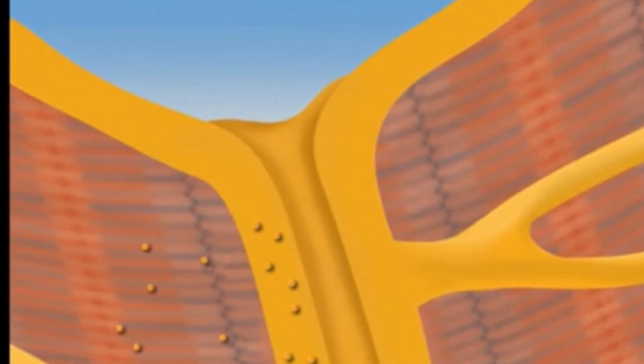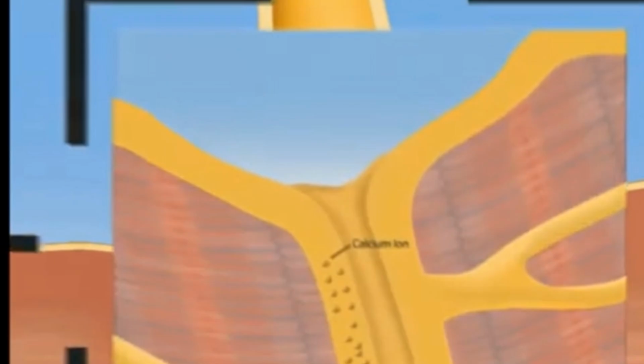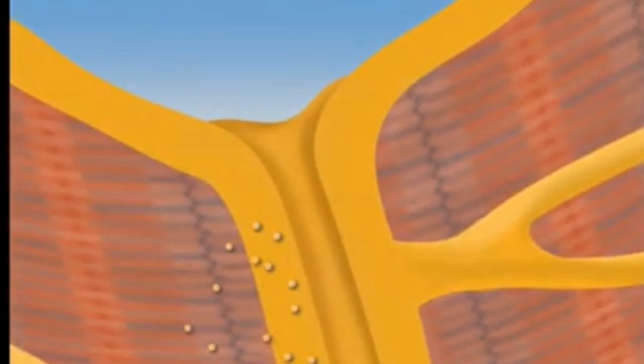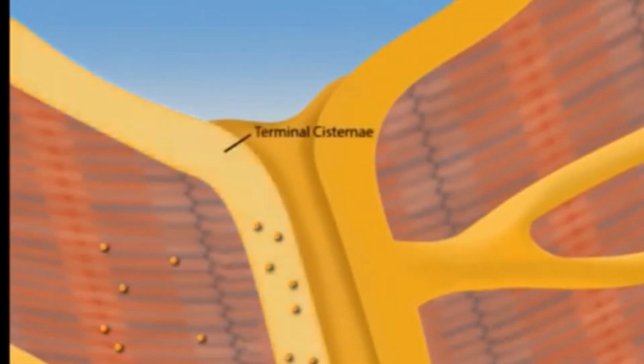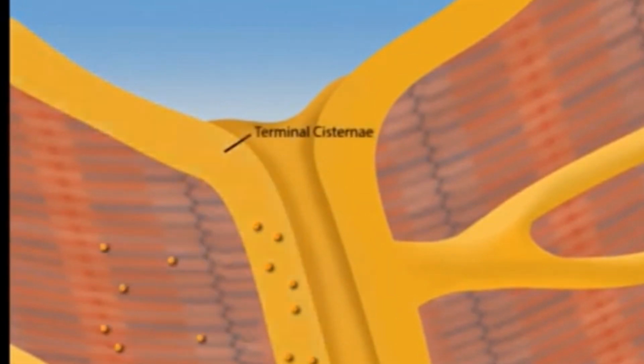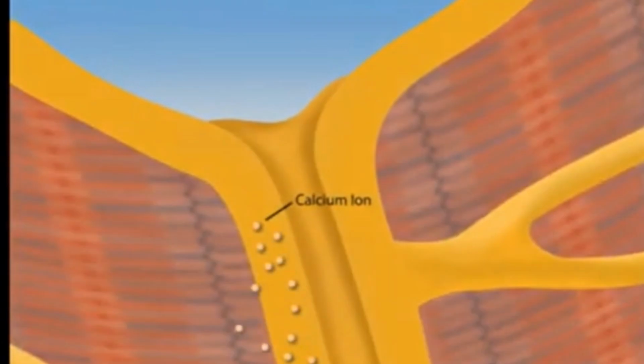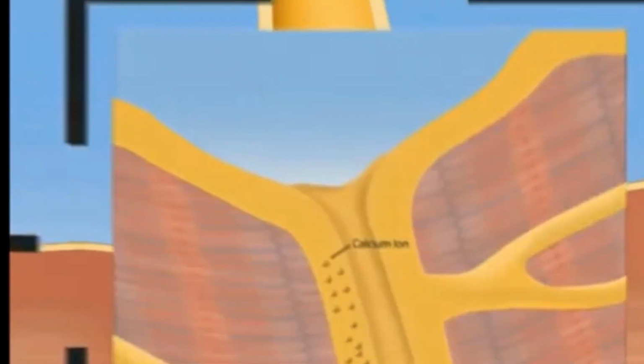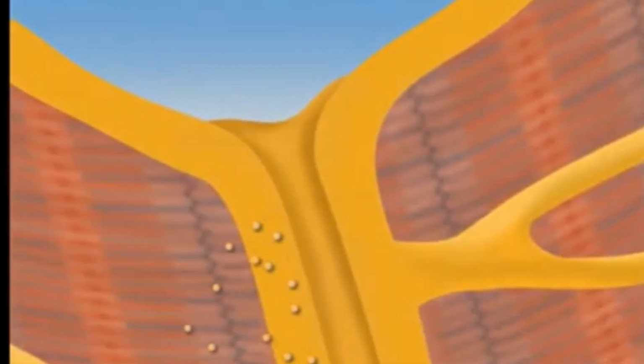This opening allows a rush of calcium ions to flow from the outside of the cell to the inside, down their concentration gradient. This influx of calcium ions is crucial because it serves as the trigger for the next stage of the process, the release of even more calcium from the cell's internal calcium storehouse, the sarcoplasmic reticulum. We'll explore this in the next section.